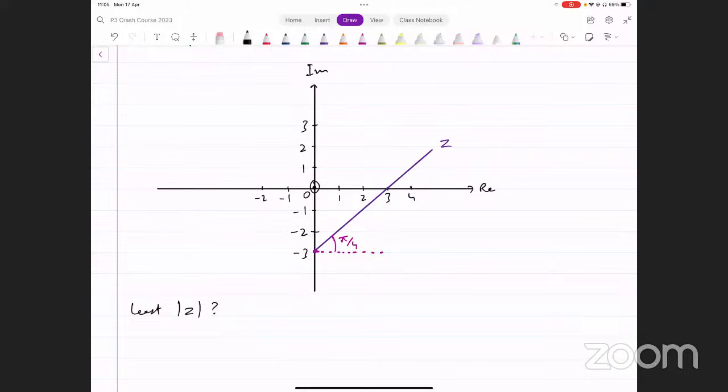Remember, what's the shortest distance between a point and a line? It's the perpendicular distance. So the shortest distance from the origin to the line where the point z could be is this perpendicular line. We need to find the length of this line, which is perpendicular here like this. If you're able to figure this out, that would give us the least value for the modulus of z.